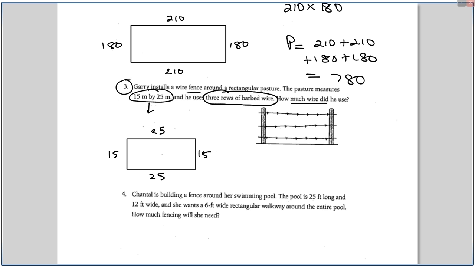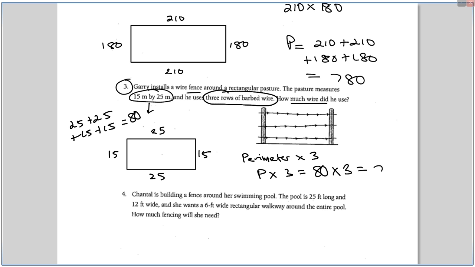So basically you need to take the perimeter times 3. Perimeter times 3, whatever the perimeter is. So let's figure out what the perimeter is. Just add up all the sides, 25 and 25 and 15 and 15. That's 80. So perimeter times 3 is 80 times 3. This is 240, and the unit is meter.